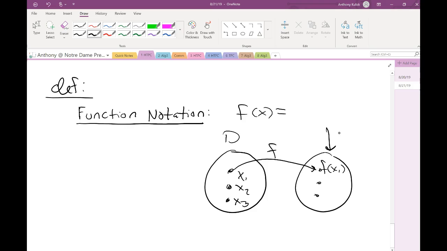Because what are these little guys over here usually called? Those are our y's, right? The result of whatever we do to the x. So they're really talking about the same thing.